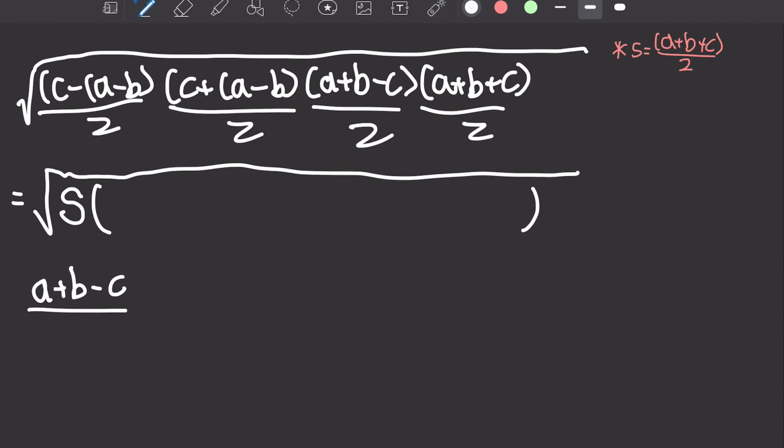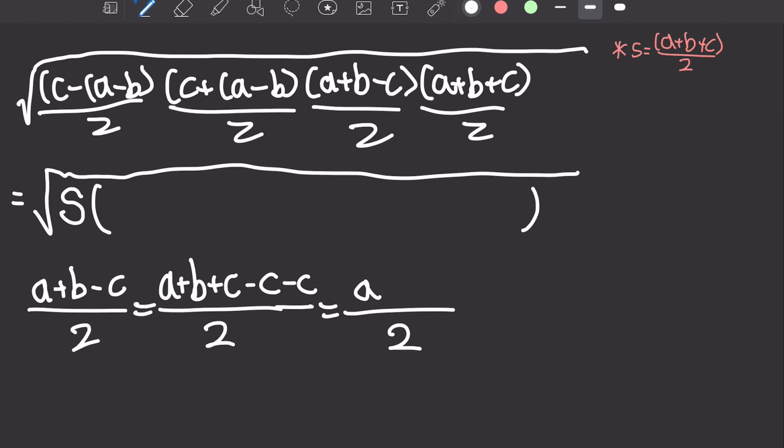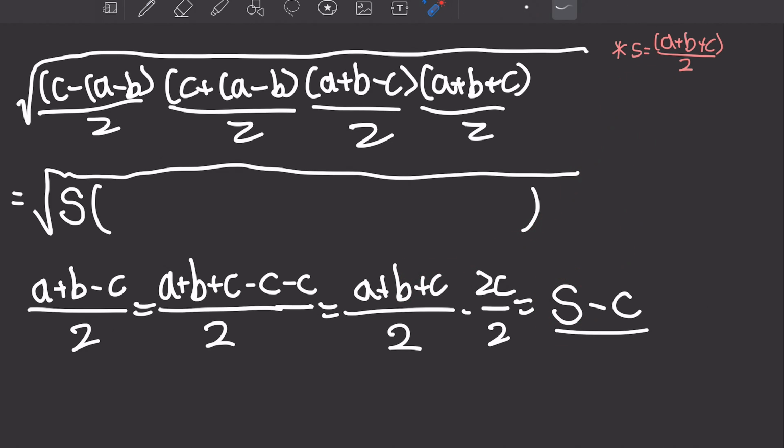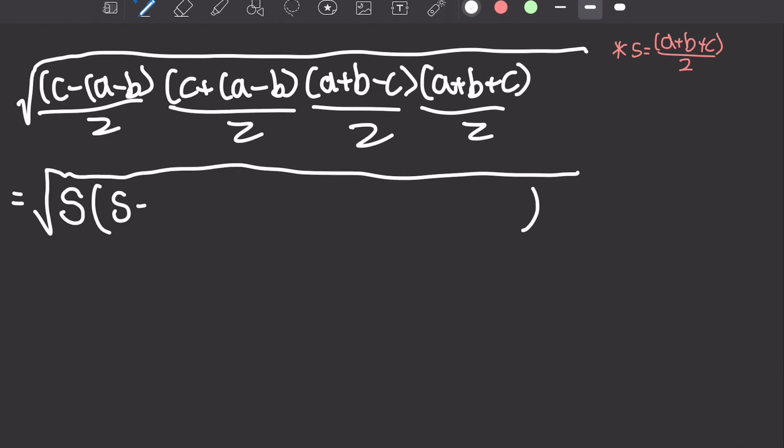This one's numerator is a plus b minus c, which is equal to a plus b plus c minus 2c, which can be further simplified to s minus c. Similarly, all of these fractions can be simplified to s minus a, b, or c, from which we can get Heron's formula.